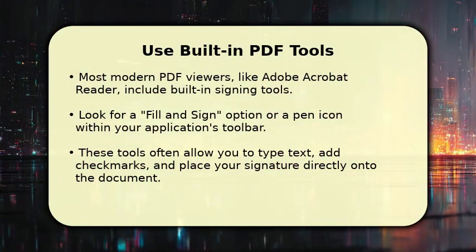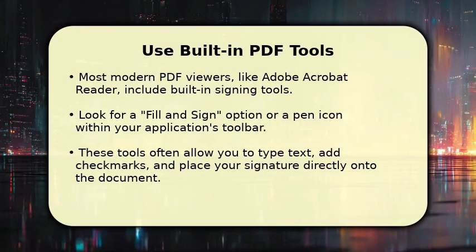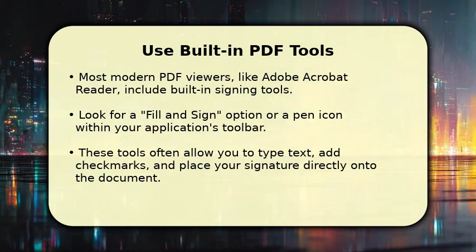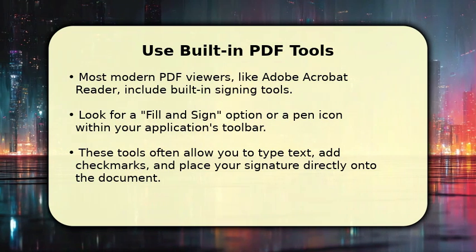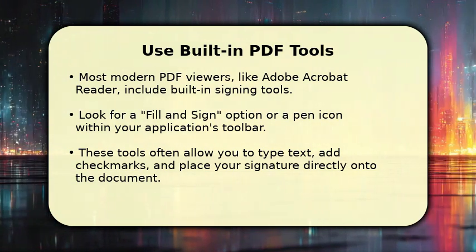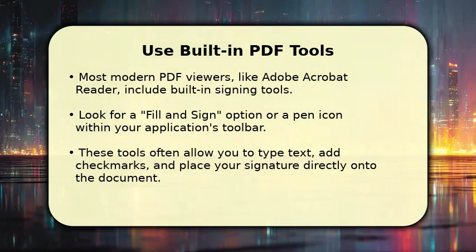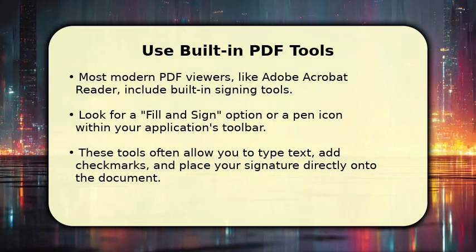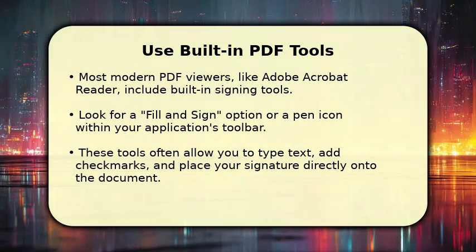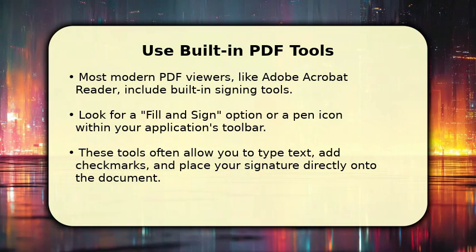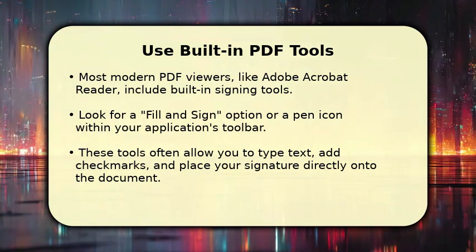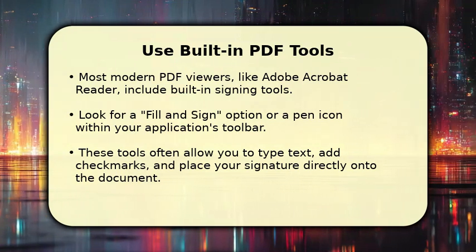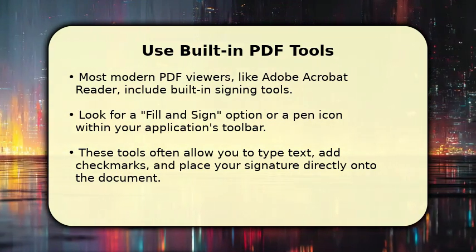Many standard PDF applications, such as Adobe Acrobat Reader or native operating system viewers, offer intuitive tools for digital signatures. Locate the Fill and Sign feature, usually indicated by a small pen icon within the application's top or side toolbar. This functionality enables you to add text, checkboxes, and most importantly, your signature, directly onto the form fields. It simplifies the entire process.